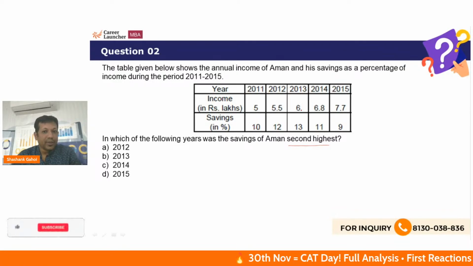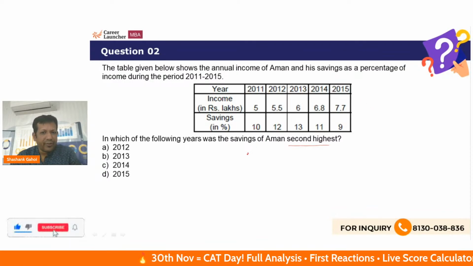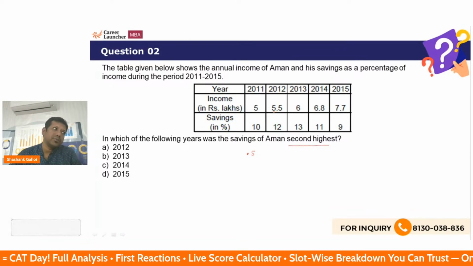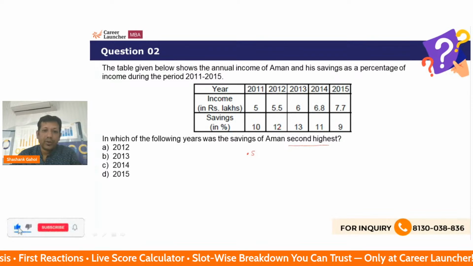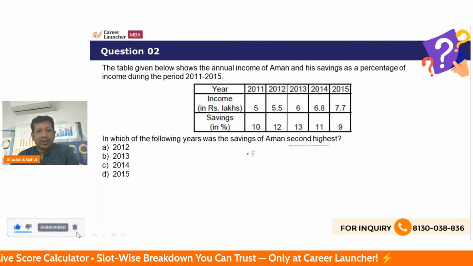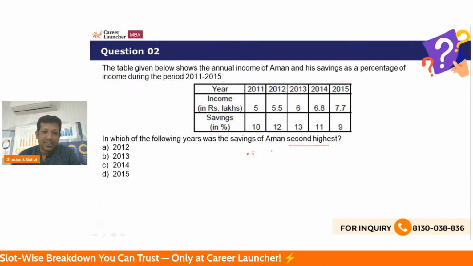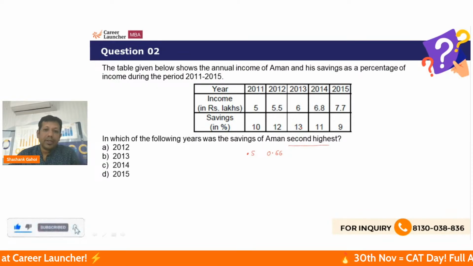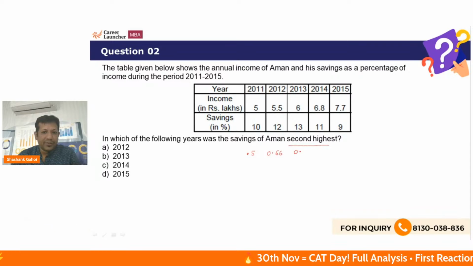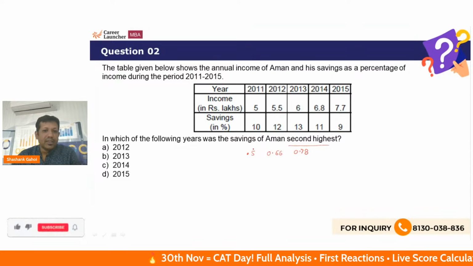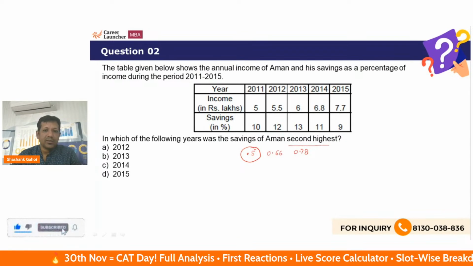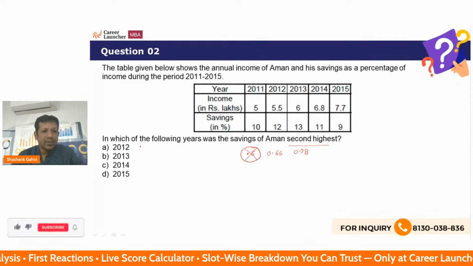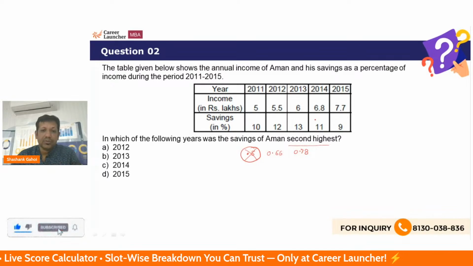So 10% of 5, that is going to be 0.5. Okay. 12% of 5.5, that is going to be, 12 fives are what? 6. It is going to be 0.66. Okay. 13% of 6 is going to be 0.78. So basically, this cannot be the second highest. Rejected. This is the highest. Okay. So 2011, that was not even in the options, so no need to consider.